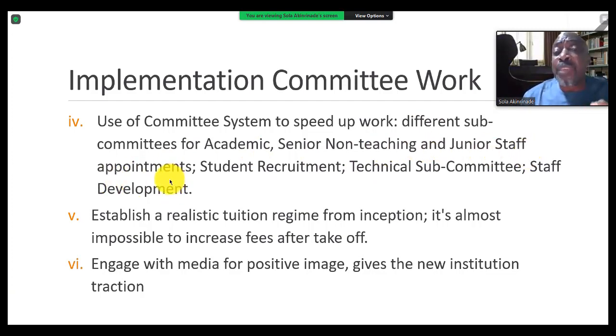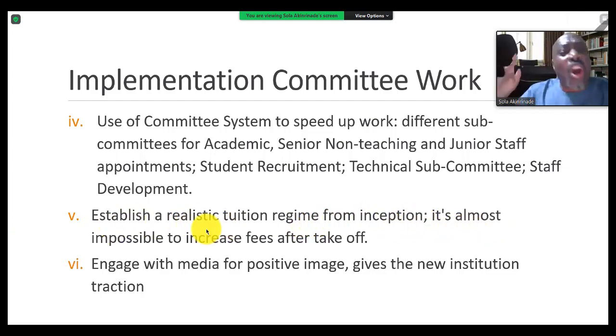Set up a subcommittee for student recruitment. Set up a technical subcommittee. All of these have different work to do. And you can then have the meeting of the larger implementation committee to take reports from each one and approve as appropriate. Number 5, establish a realistic tuition regime from inception.